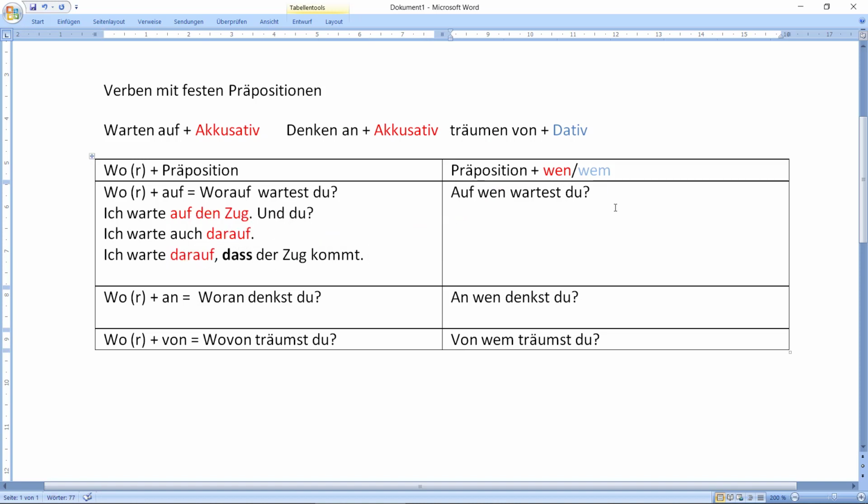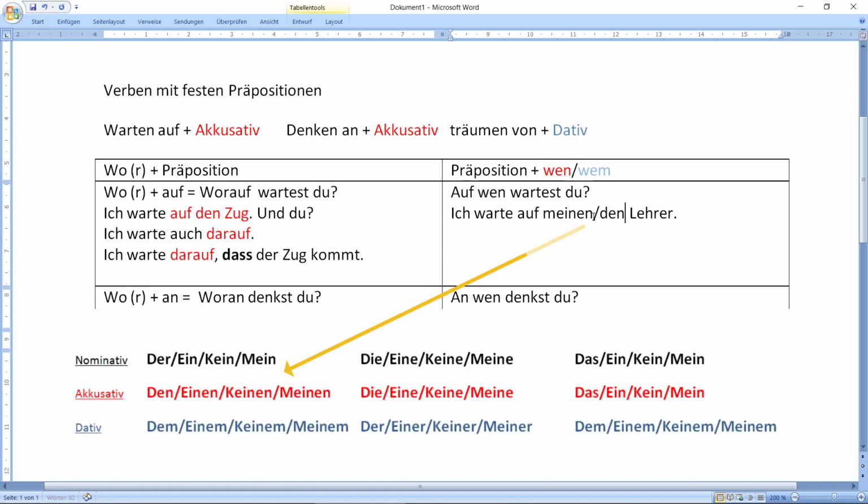When we ask about a person, auf wen wartest du? Ich warte auf meinen Lehrer. Or we can say auf den Lehrer. Or I'm waiting for my teacher. Or I am waiting for the teacher. So, der Lehrer, auf meinen Lehrer.